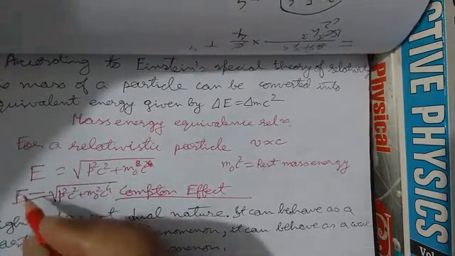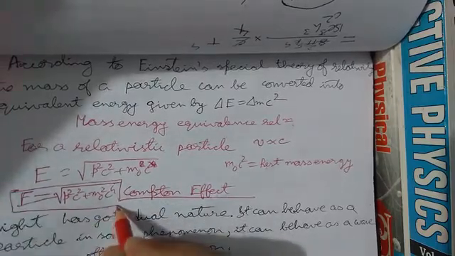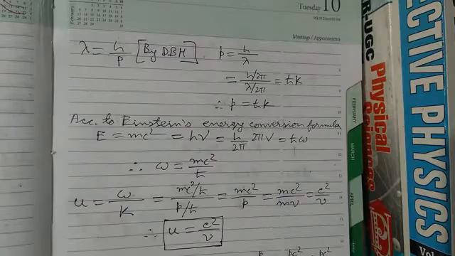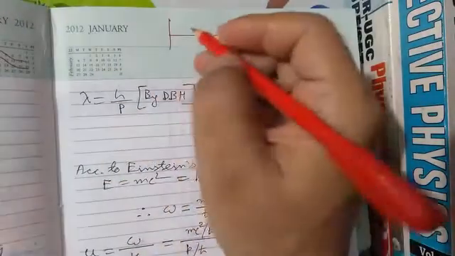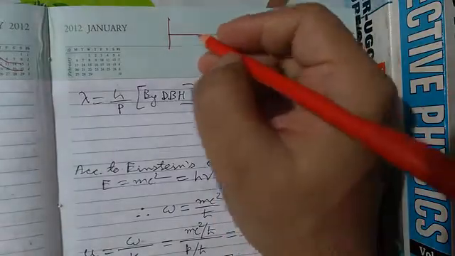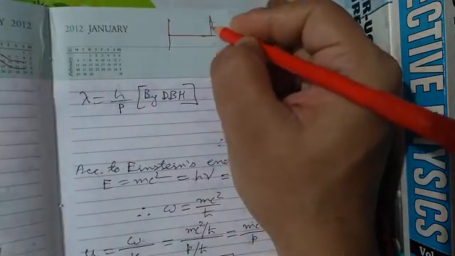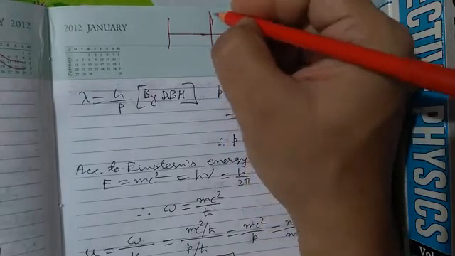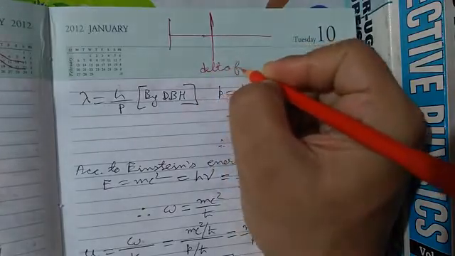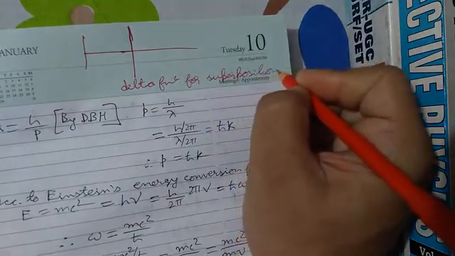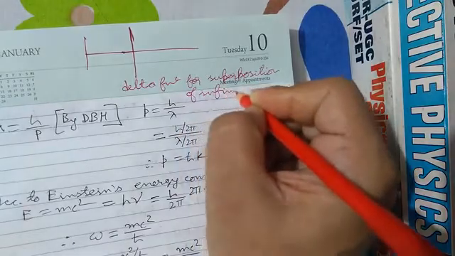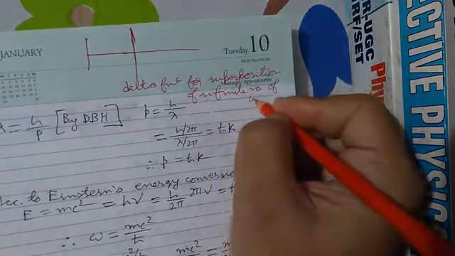E is equal to the square root of p squared c squared plus m naught squared c to the power 4. In this case, I had shown that only two waves are superposing. Now if there are an infinite number of waves superposing, what will happen? The wave packet will become basically like this, a delta function, for the superposition of an infinite number of waves.